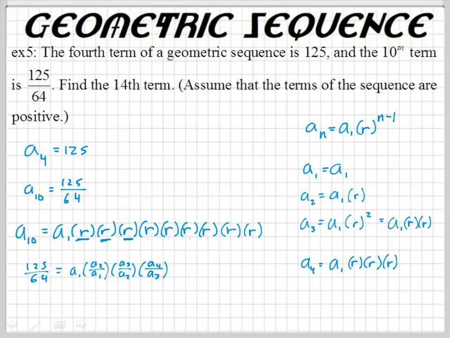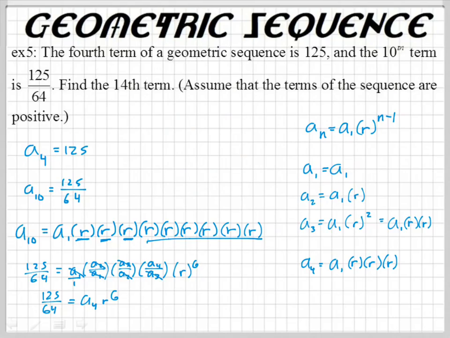How many r's do I have left? There's 6 r's, so this would be r raised to the 6th power, correct? Watch what happens. I put the a sub 1 over 1, and what happens to these a sub 1s? They cancel out, they one out, I guess you can say. And then these would cancel out with that one, and that would cancel out with that one. And what am I left with? So, technically, 125 over 64 equals a sub 4 times r to the 6th.